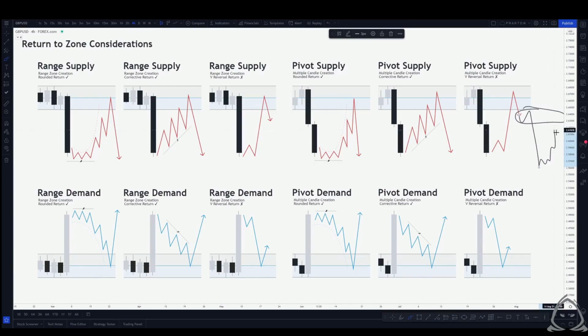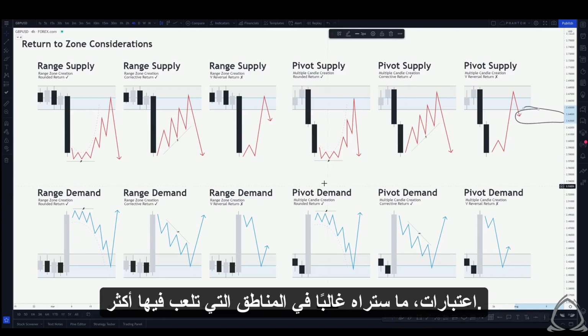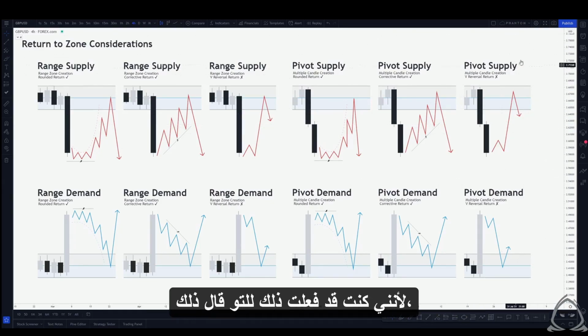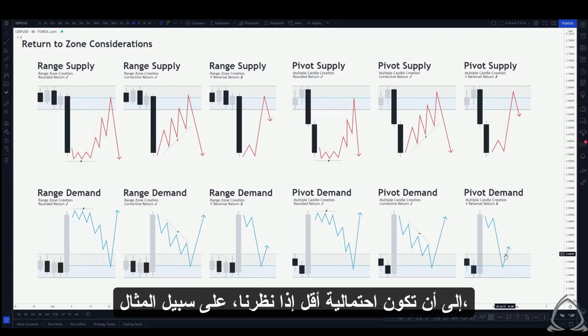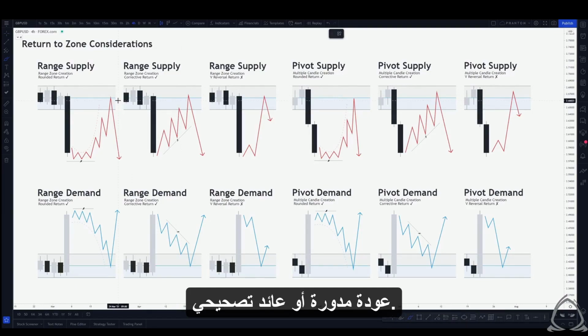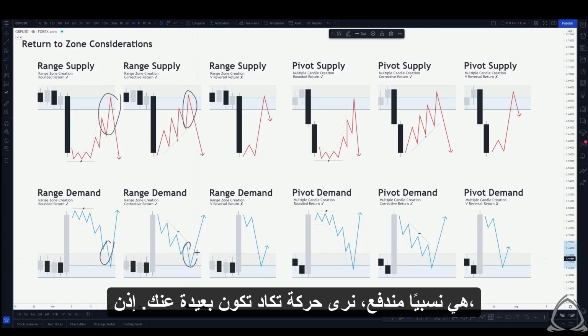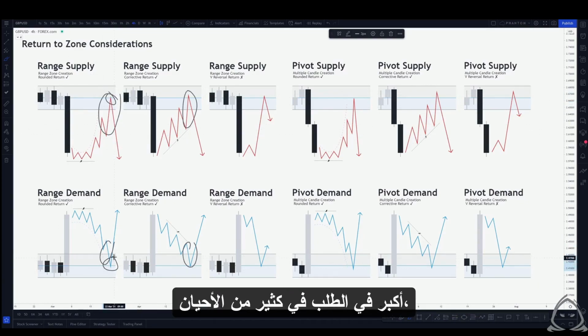And one final thing that I wanted to touch on in regards to return to zone considerations. What you'll often see on the zones that play out the most, and this may sound a little bit confusing initially because I had just said that the V reversal, or that aggressive move back into a supply or demand zone, tends to be lower probability, is if we're looking at, say, a rounded return or corrective return, and that last leg into the supply or demand zone is relatively impulsive, we see a move that almost puts you off. So a larger move into supply or a larger move into demand.